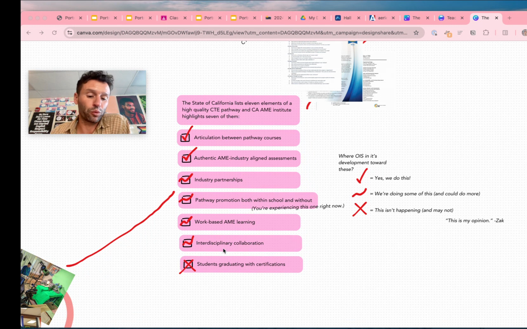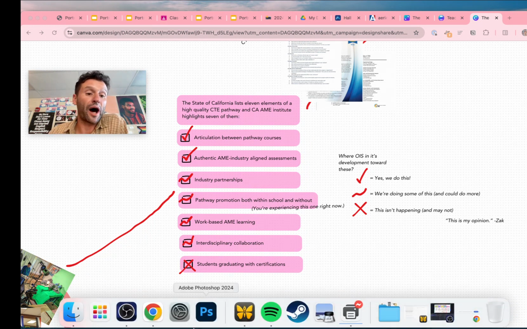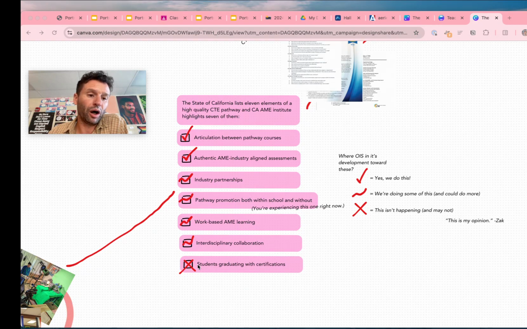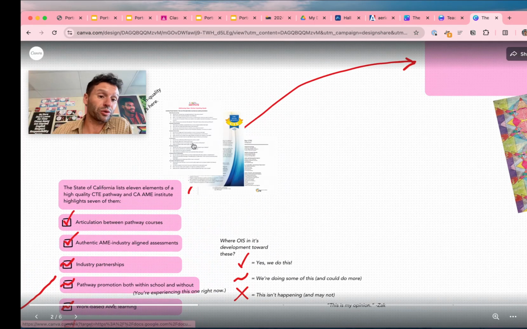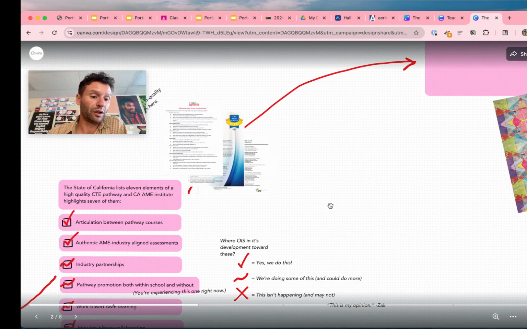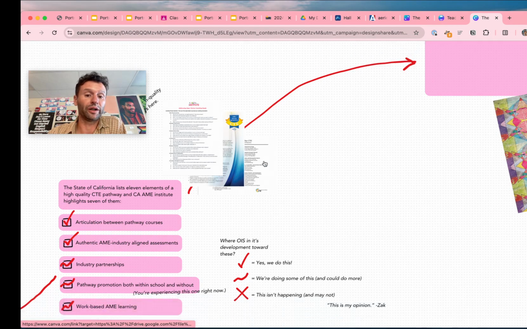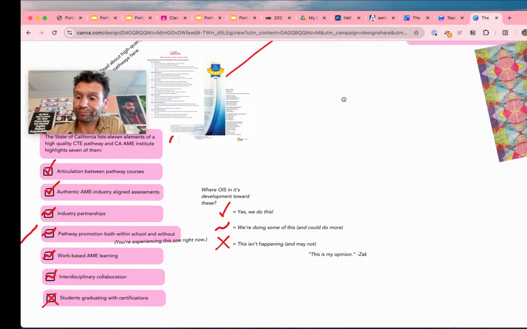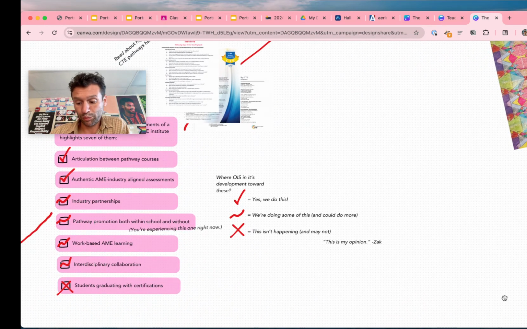Students graduating with certifications. This will likely not be happening within our academy for reasons that I'm happy to explain if you want to know. But I want to keep this brief. If you want to see more about what makes a high quality California CTE pathway, you can click on these right here and they will tell you more. Okay, let's move on.